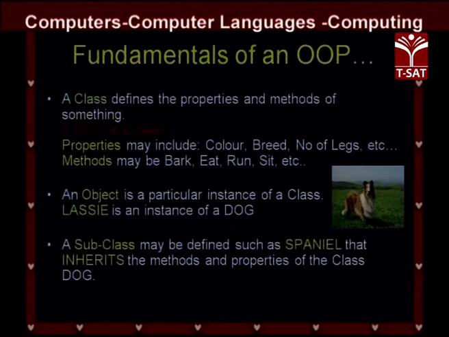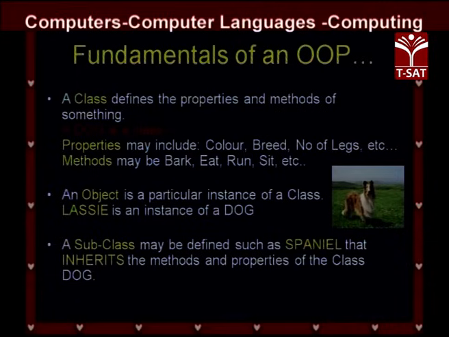A few terminologies in object oriented programming include class. There might be a chance of being asked what object oriented programming is. It's a high level programming language which works on the concept of objects.